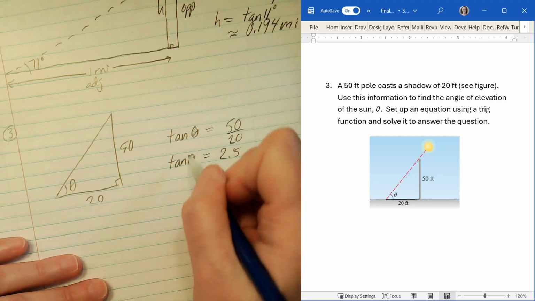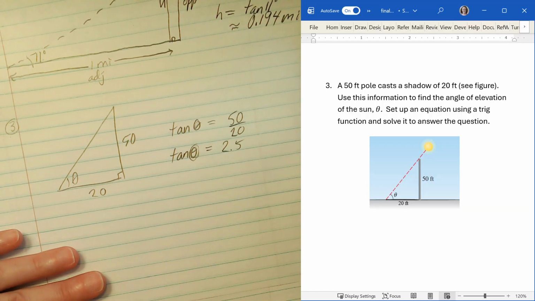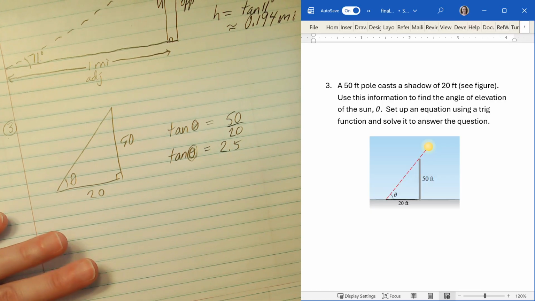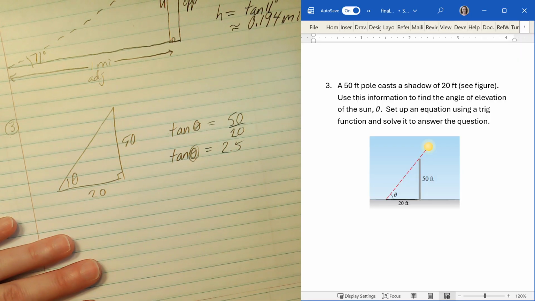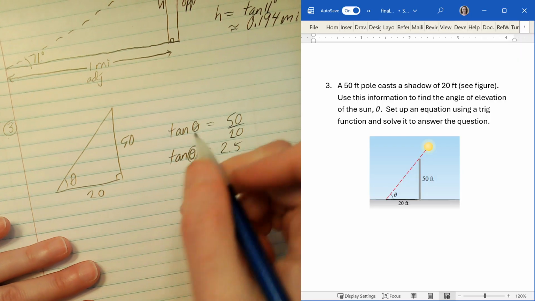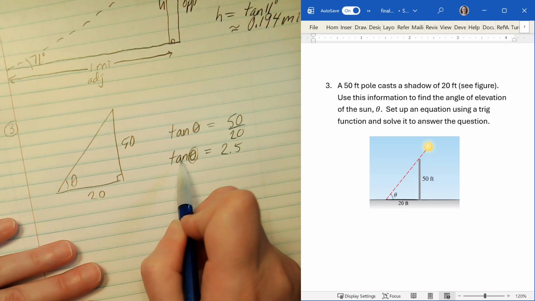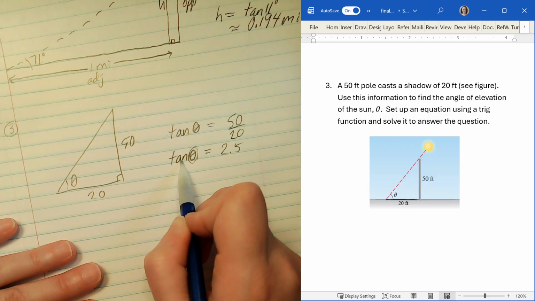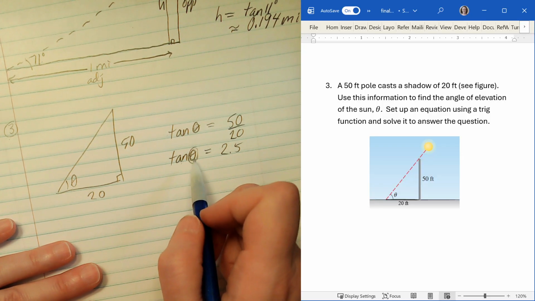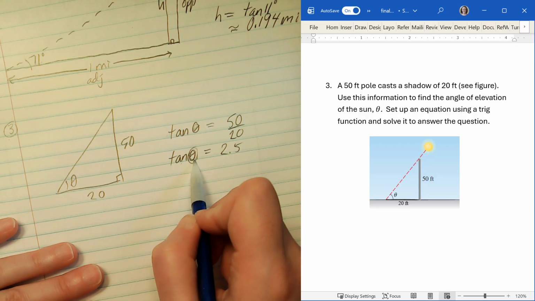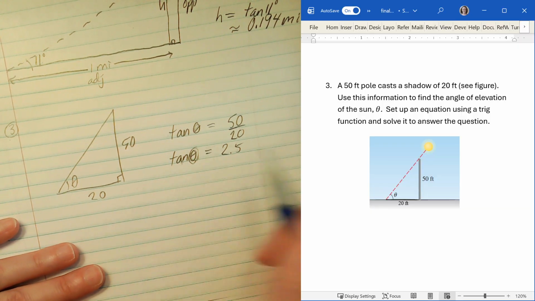And now what do we need to do to solve for theta? Someone suggested to me once that we should divide by tan. No, this is not multiplication here between tan and theta. This is a function. You can think of this like a mysterious box that theta has been locked in, and the only key to get theta out of this box is the inverse tangent function.